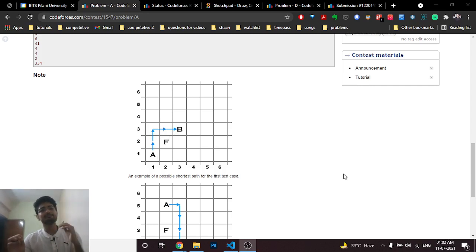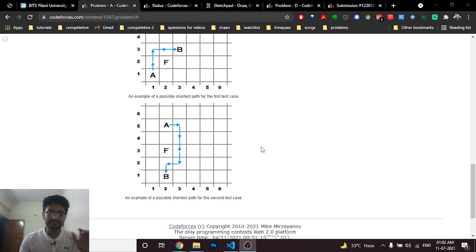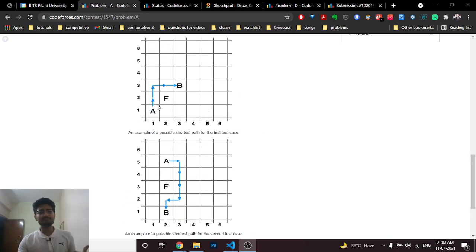It means that if A and B are such that their x coordinates and y coordinates are not the same, then you can just take any of the paths, like this or this, and in that case the Manhattan distance is the smallest answer. You just find the Manhattan distance.